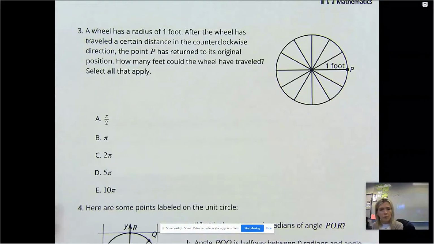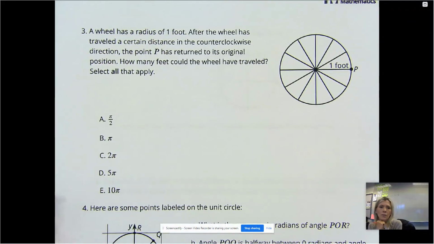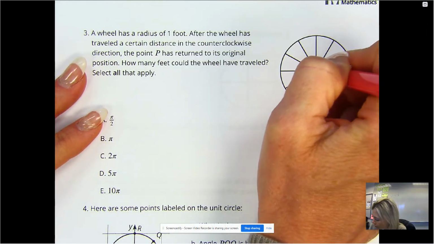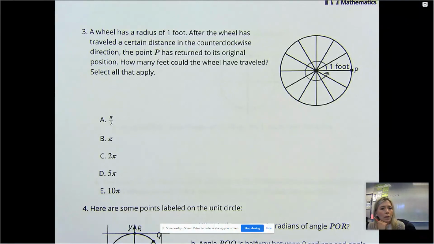Okay, moving on. Number 3. A wheel has a radius of 1 foot. After the wheel has traveled a certain distance in the counterclockwise direction, so it's going in this direction, the point P has returned to its original position. So it's gone 1 full rotation of the circle. How many feet could the wheel have traveled?